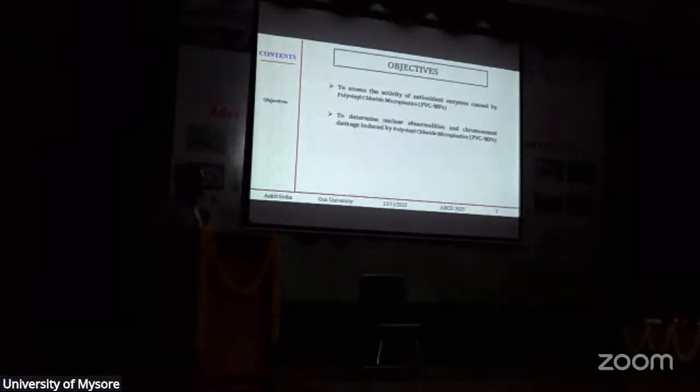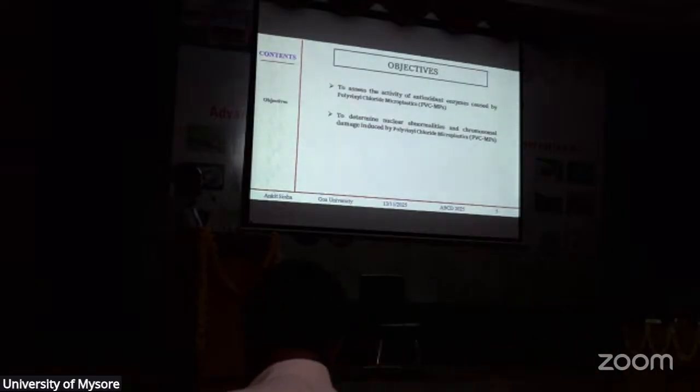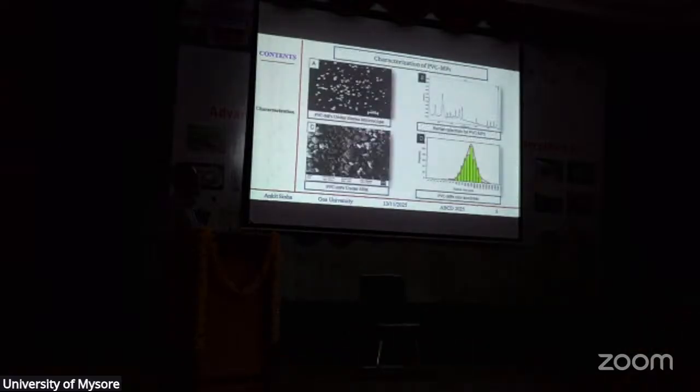So the objective of my study was to assess the activity of antioxidant enzymes caused by PVC microplastic and to determine the abnormalities and chromosomal damage caused by PVC microplastic. After finalizing, the PVC microplastic was procured from Palghar, Mumbai, Maharashtra, and then it was characterized using a stereo microscope, Raman spectroscopy, SEM imaging technique, and microplastic size analyzer.